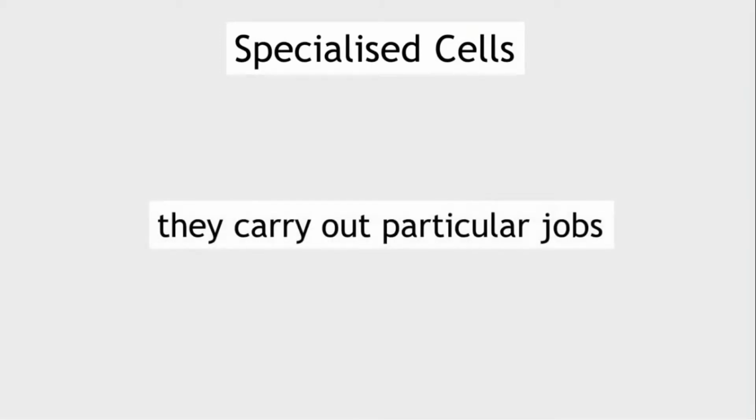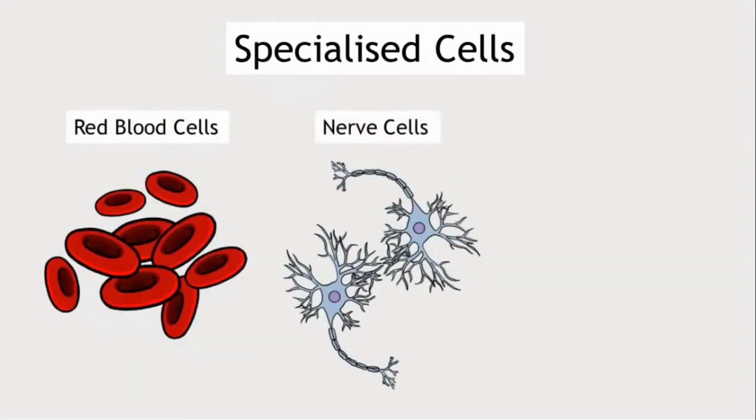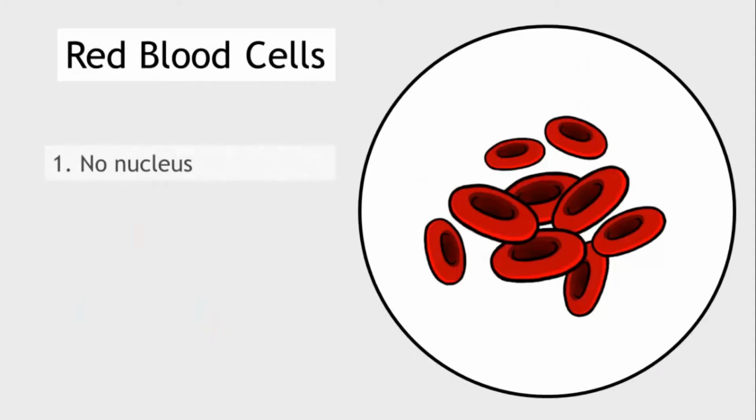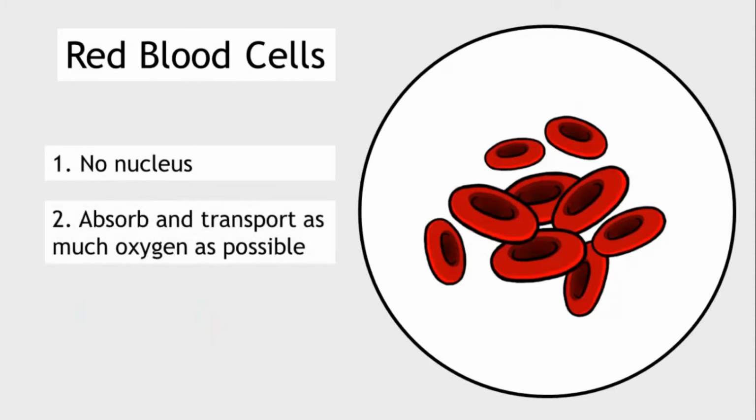Specialized cells. Some cells are specialized. They are able to carry out particular jobs. The specialized cells we will look at are red blood cells, nerve cells, and white blood cells. Red blood cells do not possess a nucleus. This is so that they have got enough space to be able to absorb and transport as much oxygen as possible.